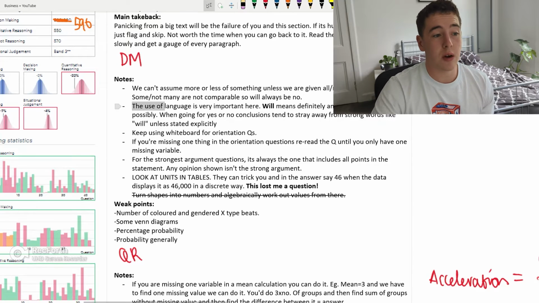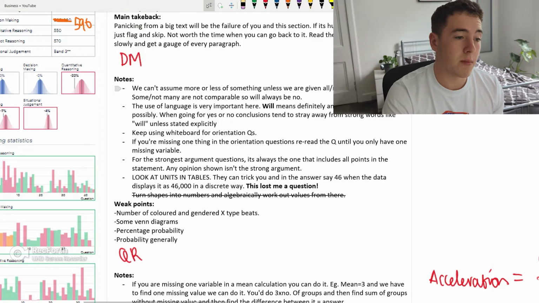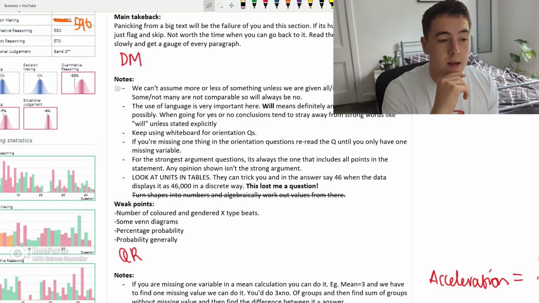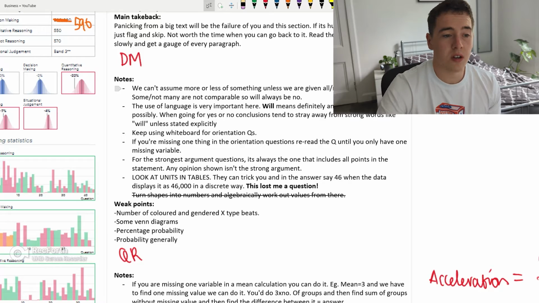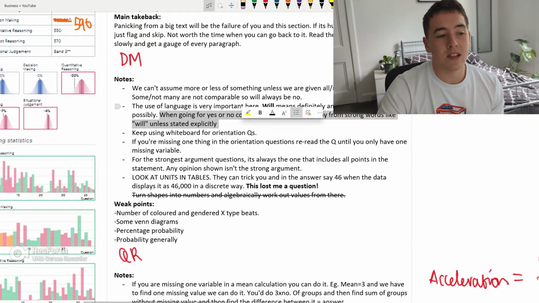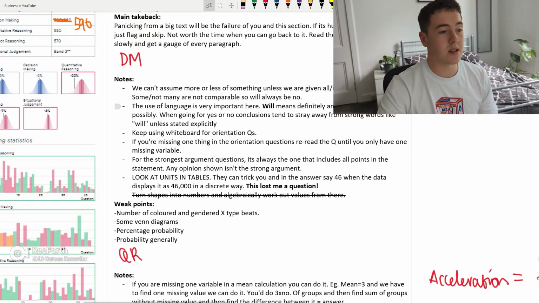And then straight away from one of the earlier mocks, the use of language in decision making is very important. If you hear something will happen in decision making, that means definitely. Can means could possibly also not. And when going for yes or no conclusions, tend to stray away from strong words like will, unless, as I've said in verbal reasoning, it has to be stated absolutely explicitly.